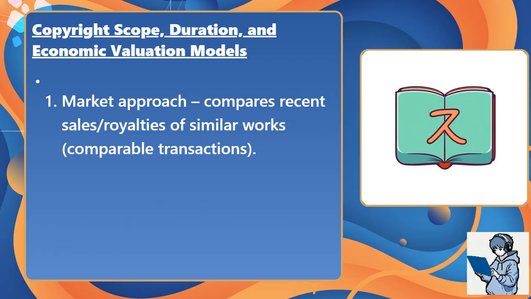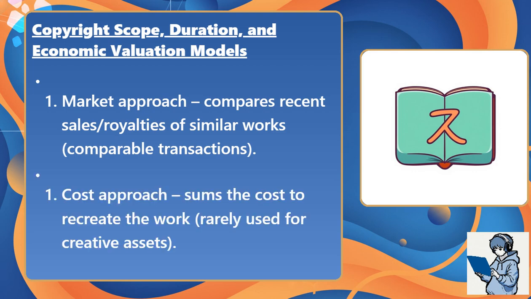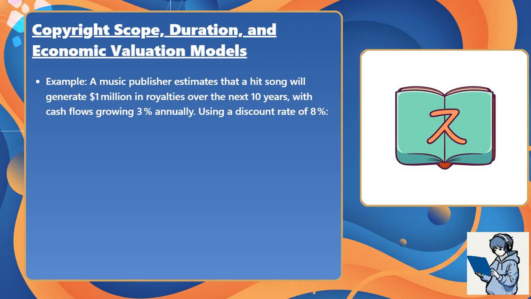Market approach compares recent sales or royalties of similar works, known as comparable transactions. Cost approach sums the cost to recreate the work, which is rarely used for creative assets. Example: a music publisher estimates that a hit song will generate $1 million in royalties over the next 10 years, with cash flows growing 3% annually, using a discount rate of 8%.